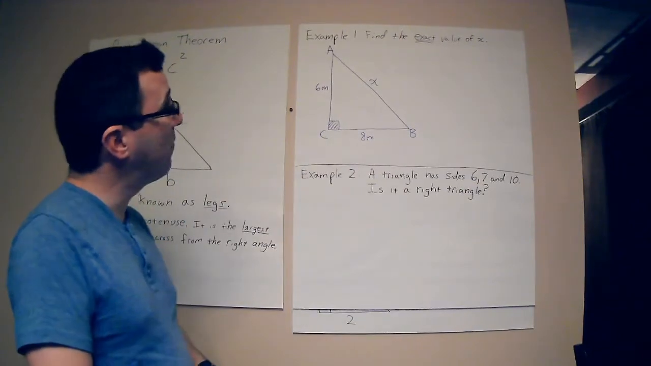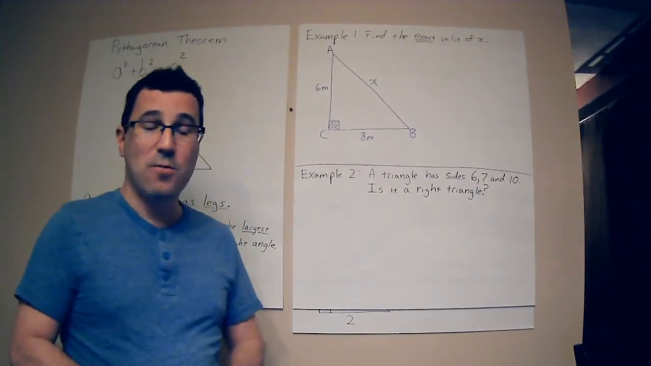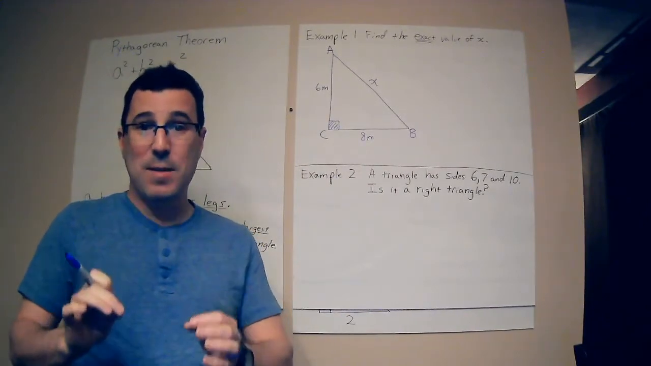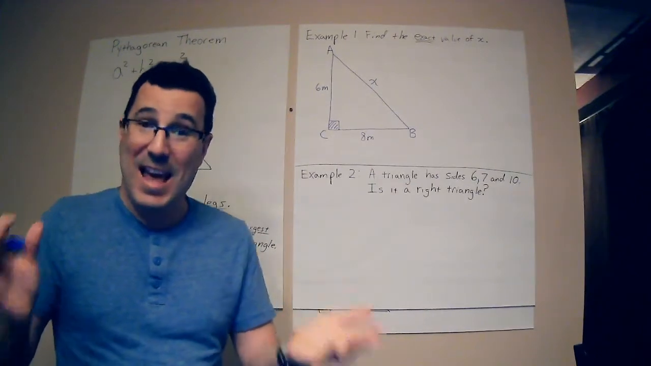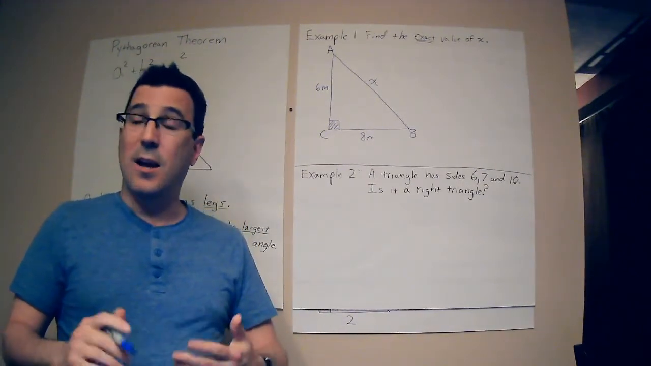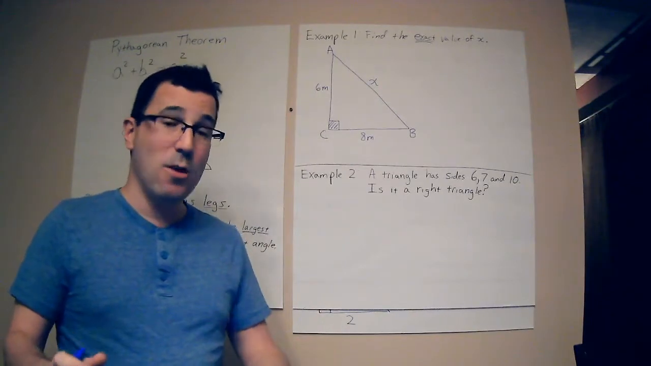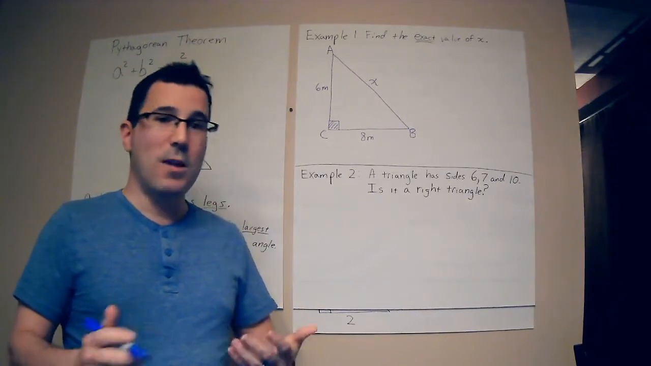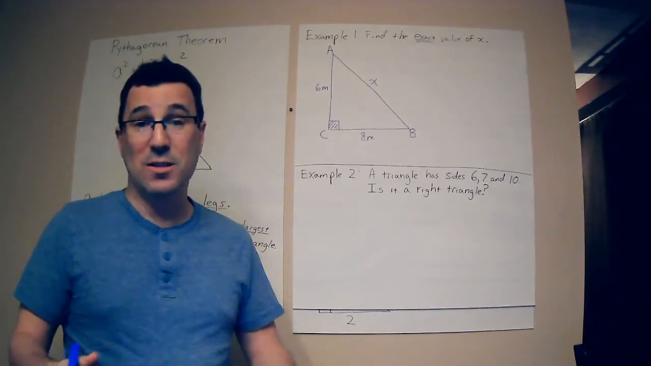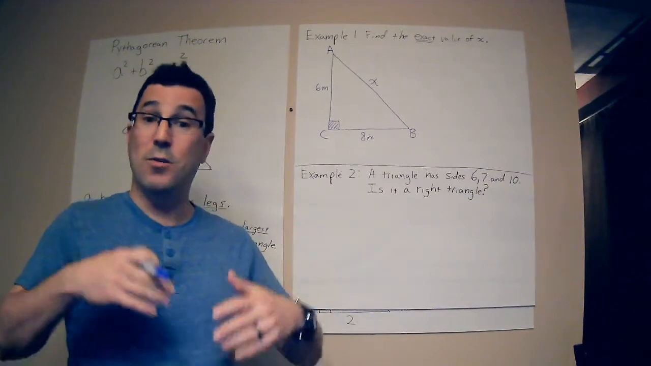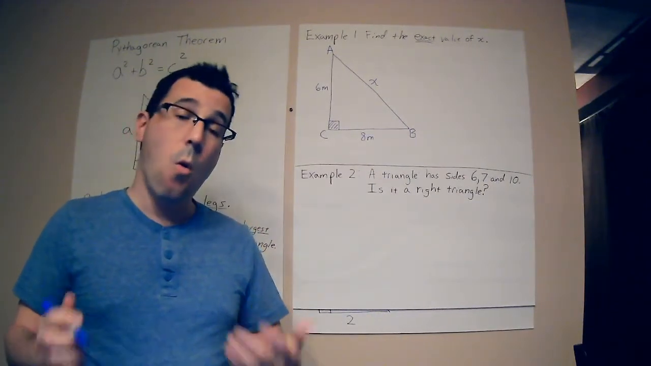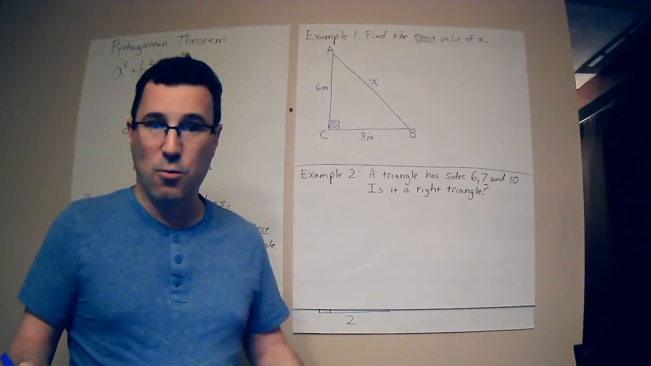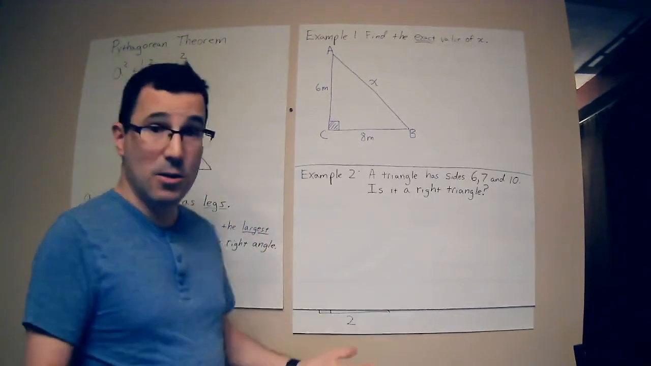Example 1 says, find the exact value of x. Now that's important because exact means exactly what it means. It means exact. I'm not going to round. So if I take the square root and I get a decimal, that's an estimation. I can't use that. Basically, I'm either going to get a whole number because I have a perfect square so I could take the square root, or if I don't get a perfect square, I'm just going to leave that answer under a square root symbol.